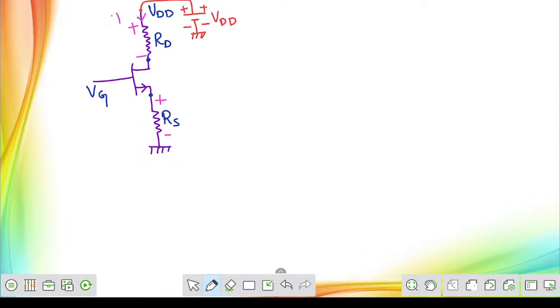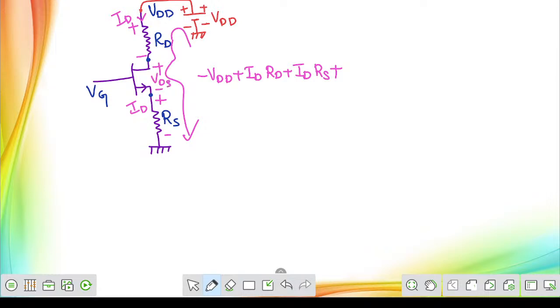The current coming into the network is called ID, the drain current. Now just apply KVL. This will give you minus VDD plus ID into RD plus ID into RS. One more term I left: the voltage drop across the drain to source terminals. So we have to consider the drain to source voltage, VDS, equal to 0.